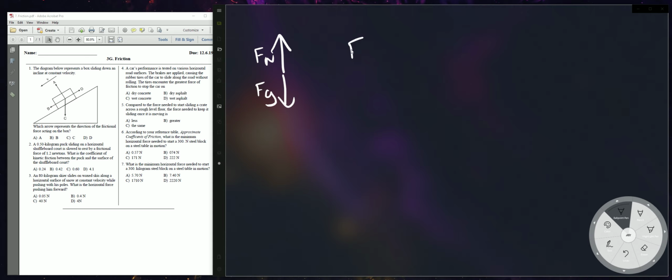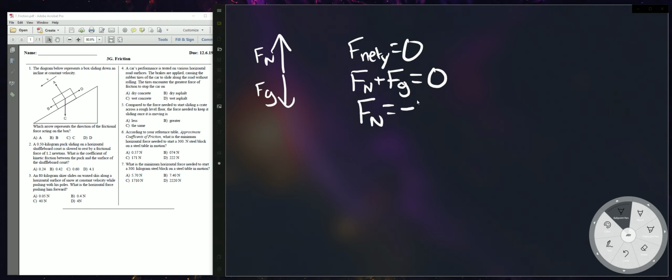So if Fnet in the y direction is 0, we know it's 0 because it's not moving up or down. For the most part, you can assume that in all friction problems, this should be the case in the y direction only. It's possible for the x direction to have an Fnet of 0, but not all the time. And the total forces acting in our y direction are just normal force and force due to gravity. So if we solve for Fn, we get negative Fg. All I'm doing here is subtracting Fg from this side.